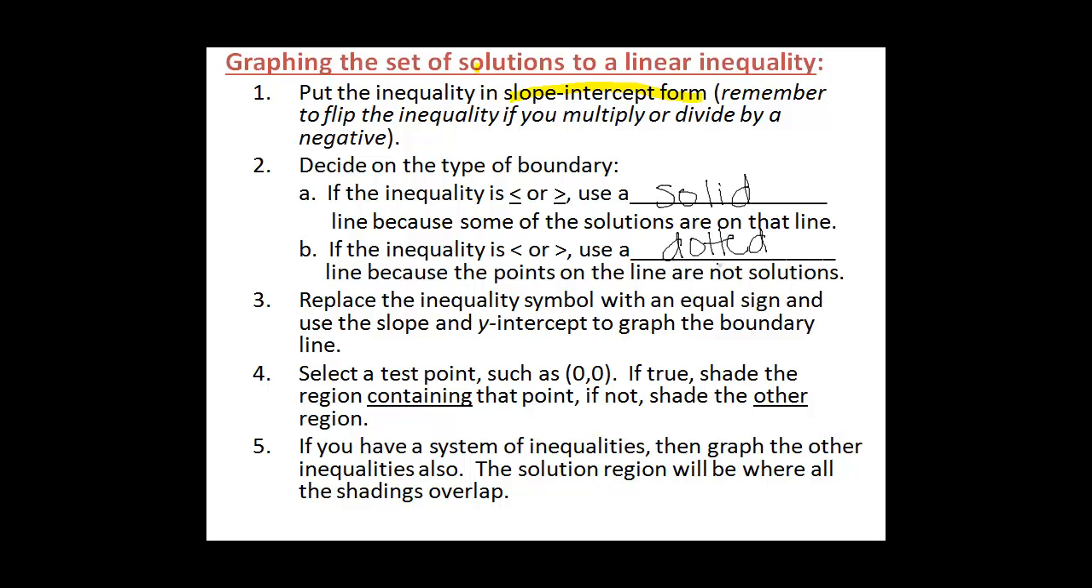The next thing you're going to do is replace the inequality symbol with an equal sign and use the slope and the y-intercept to graph the boundary line. Next, you're going to select a test point, such as 0, 0. You can use any point that you want for your test point, okay? But usually the 0, 0 is an easy one to pick, and you will plug that into the inequality. If it makes the inequality true, then you're going to shade the region containing that test point, which here was 0, 0. If it is not true, you're going to shade the other region.